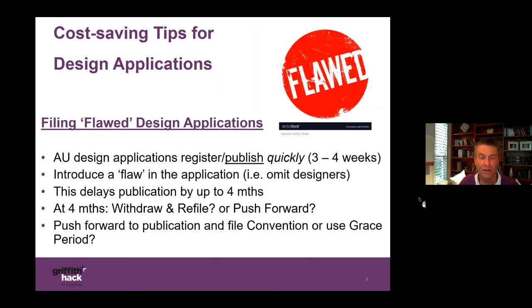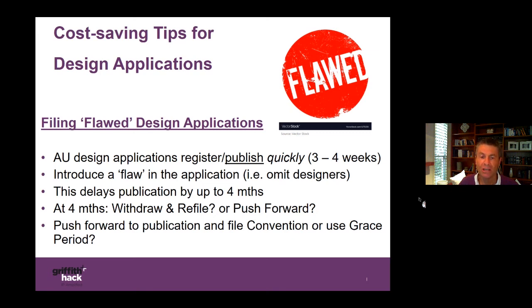So in terms of this flawed design application, this is a robust methodology. This is nothing dodgy that I'm speaking about here. We do this all the time. We particularly do this for overseas design companies that want their design to publish as late as possible. They don't want it to publish before their product is launched. Car companies in particular are very paranoid about this, so they ask us to try and prevent early publication.